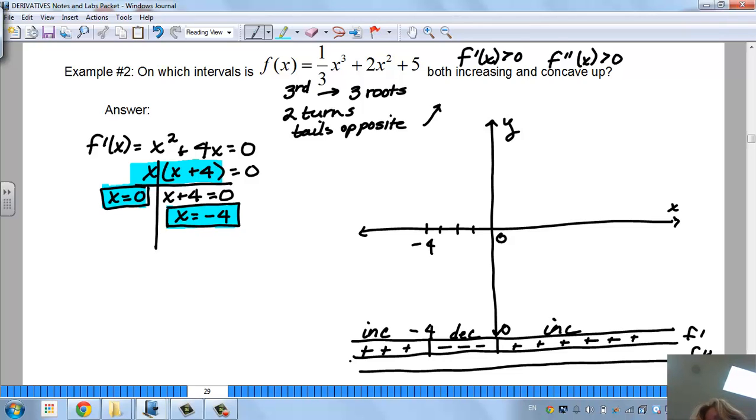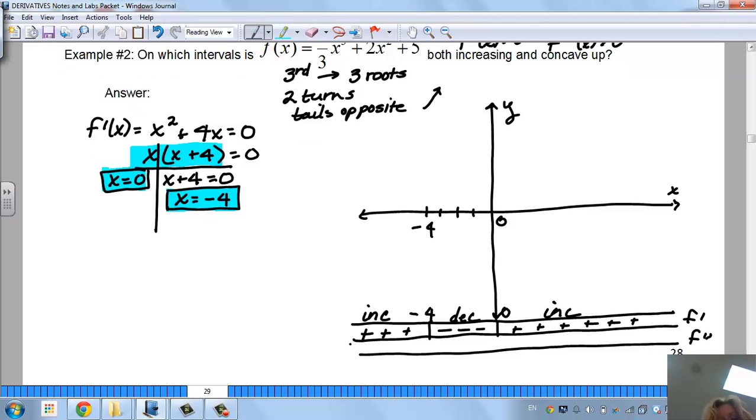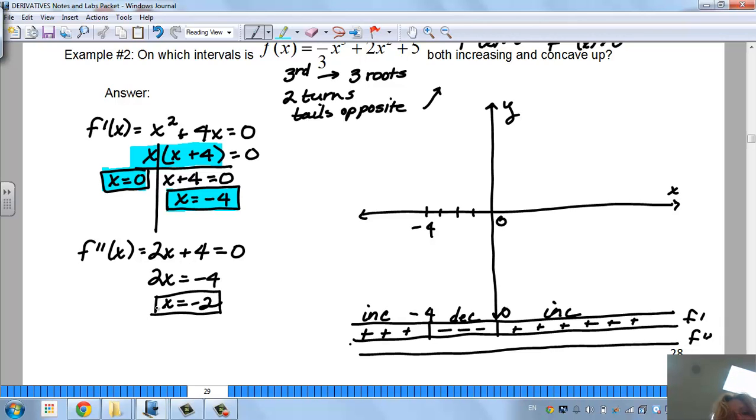All right? The next thing is we want to look at concavity. So we have to do f double prime of x. So that's going to be 2 times x plus 4. This should be getting easier. Put that equal to 0. I'm going to solve for that. 2x equals negative 4. So x is going to equal negative 2. So right there is going to be our change in our concavity.